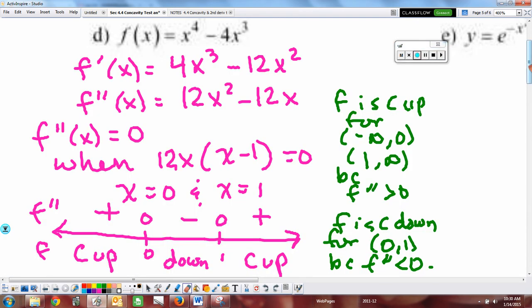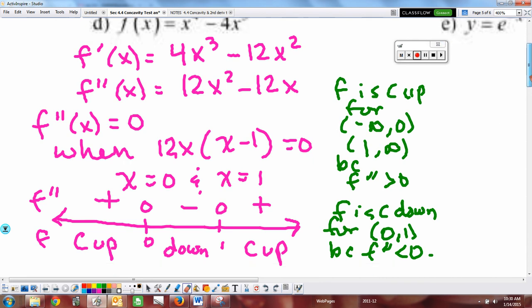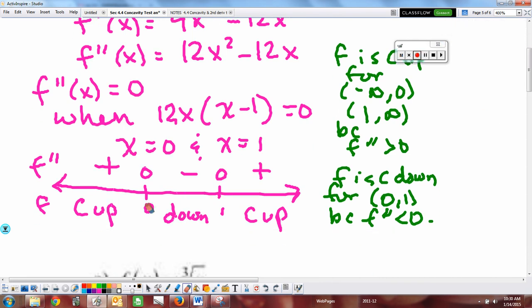All right, so the answer for this one: our first derivative is 4x cubed minus 12x squared, our second derivative is 12x squared minus 12x. Our second derivative equals 0 after we factor at 0 and 1. So we do a sign chart. We put in our possible points of inflection, so that gives us 0, 1.